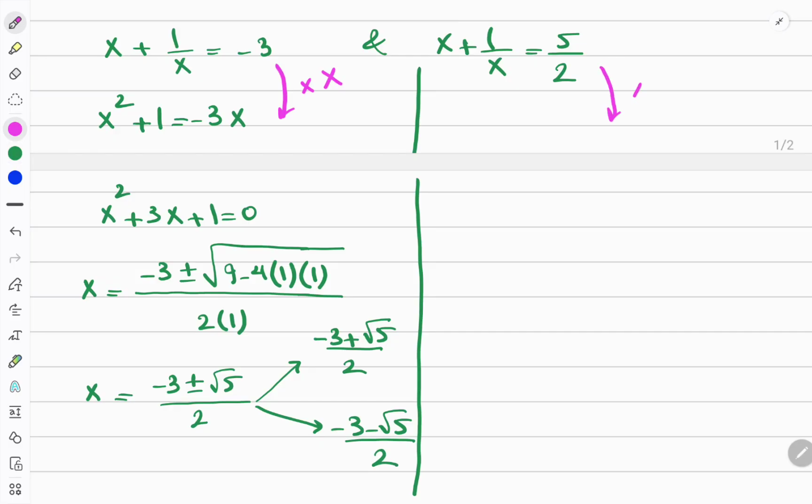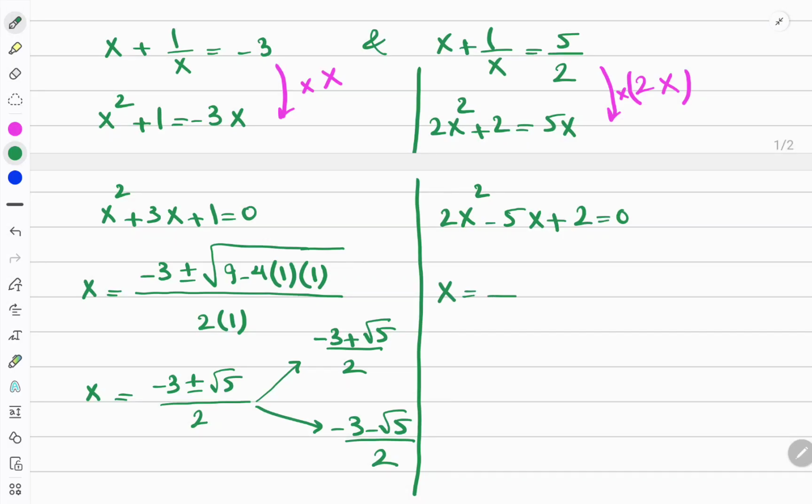And the same story, if we multiply both sides of the equation by x, I'm going to have x squared plus 1 equals 5 over 2x. So it's better to multiply by 2x. Multiply by 2x to get rid of the denominator 2. So 2x squared plus 2 is 5x. And put all of them in the left side of the equation.